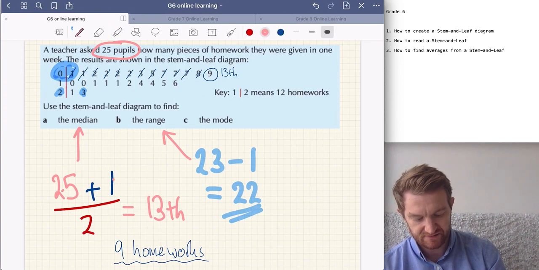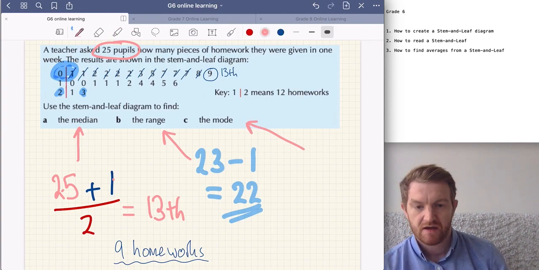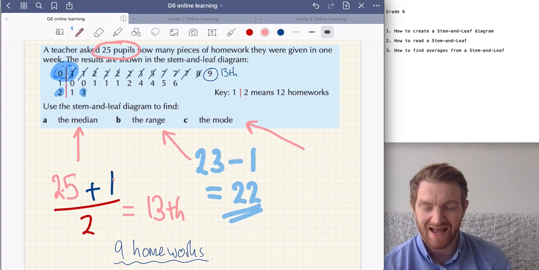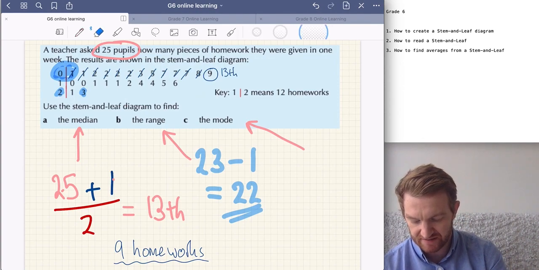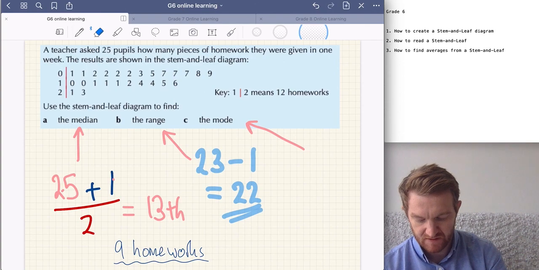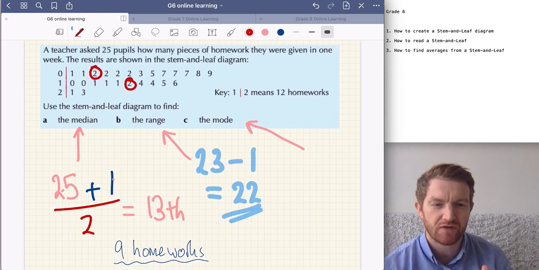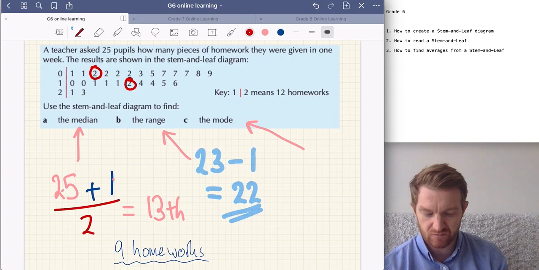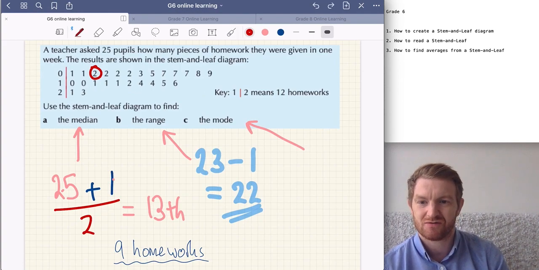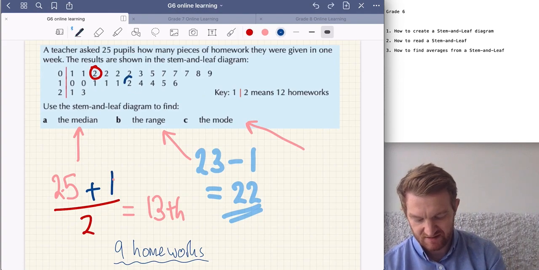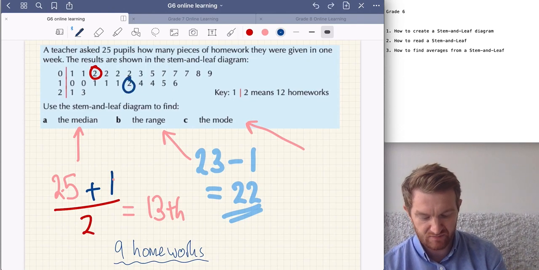Finally, let's do the mode. The mode we know is the number we have the most of. Now here you've got to be a little bit careful. For example, we don't just say, oh, this 2 and this 2, we've got loads of 2s, because they're not the same number. The first one is 2. The second one is 12. So they're not the same number.